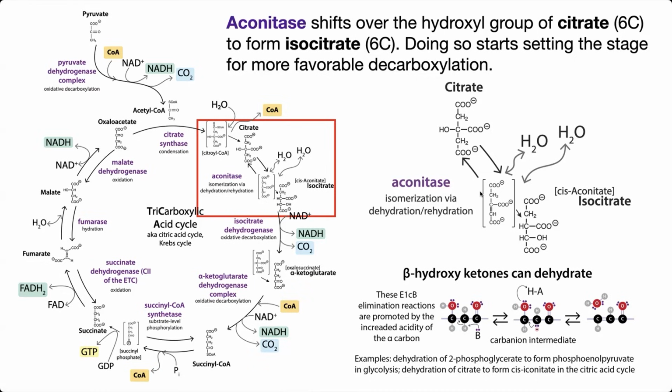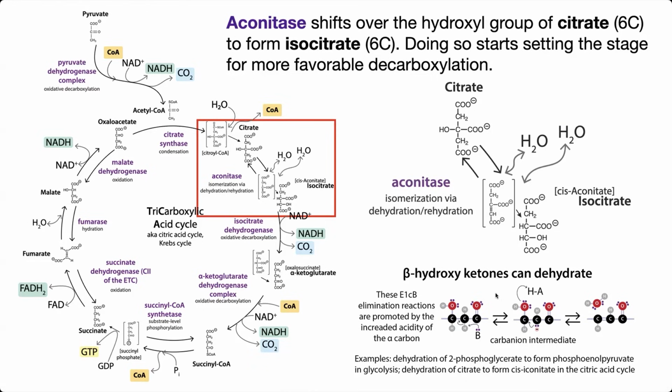So we're going to remove water, and that is going to give us this double bond, and then we're going to add water back in. We're going to add it in a way that the hydroxyl group ends up on the carbon that's next to it rather than on this carbon. So we're isomerizing is the overall effect, but we're doing it by first dehydrating it and then rehydrating it. So we're taking out water and then adding in water. So there's no net use of water, but it does happen through this dehydration-rehydration mechanism. And this intermediate is going to be cis-aconitate.